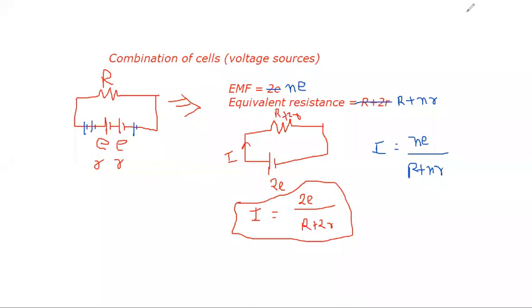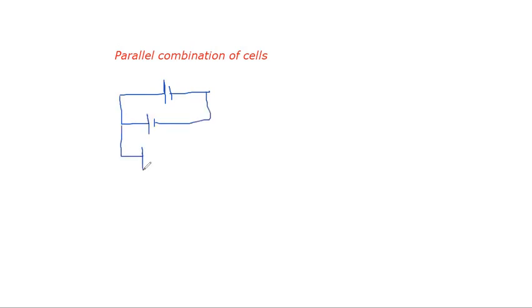Now we will go for parallel combination of cells. Now, this is important. Suppose I have taken three cells which are connected in parallel. The positive ends are connected to one point and all the negatives are connected to one point. And there is an external resistance R. Each has EMF E and internal resistance small r.